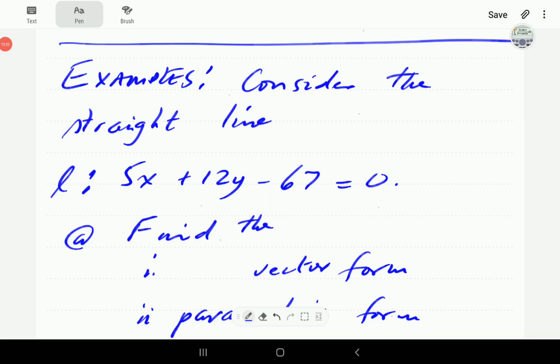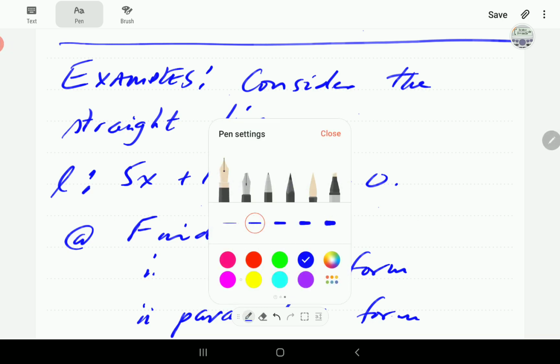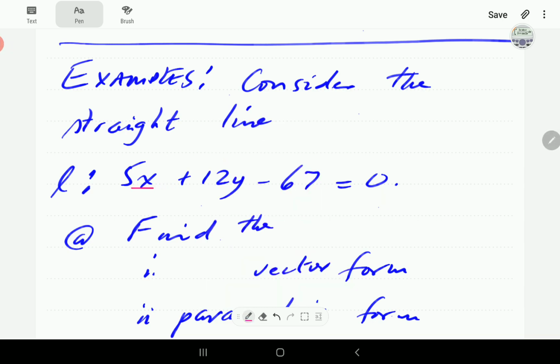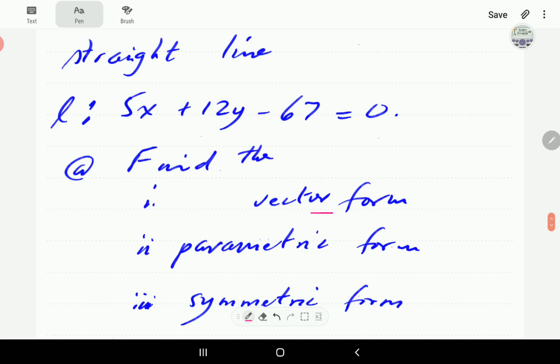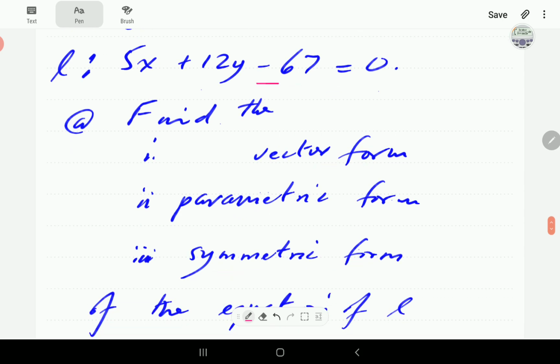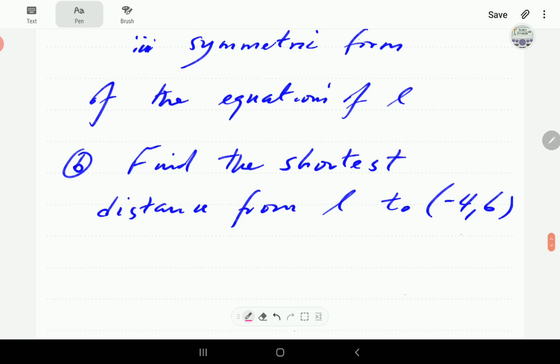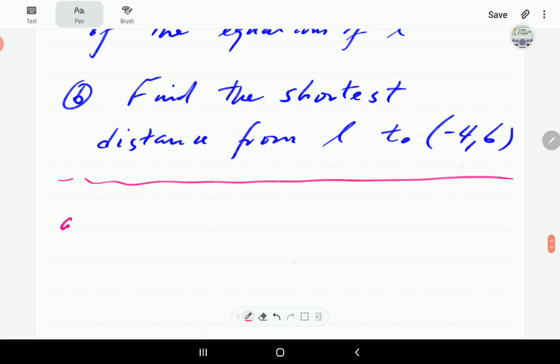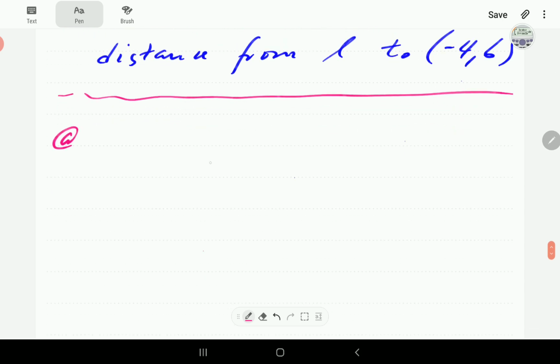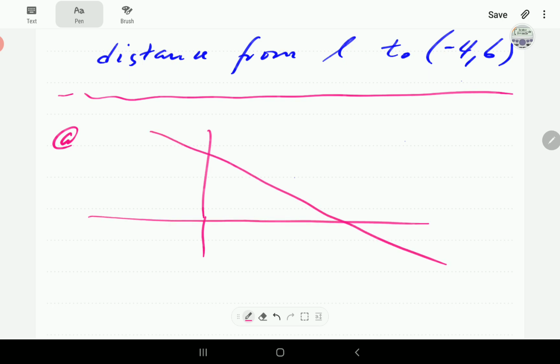Okay, in this example we have a straight line defined by the equation 5x plus 12y minus 67. So we want to find the vector form, the parametric form, and the symmetric form of this equation of the straight line. Then in part B, we want to find the shortest distance from minus 4, 6 to the straight line here. Okay, so for the vector form of the equation, the first thing we need to do is to find a point on the straight line, any point.